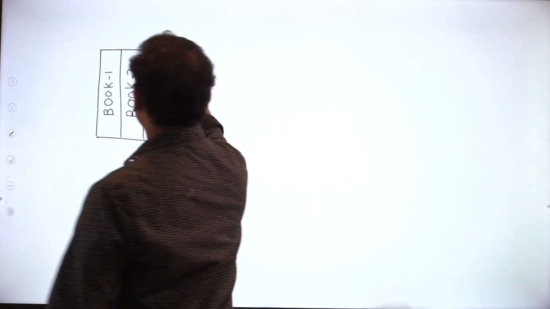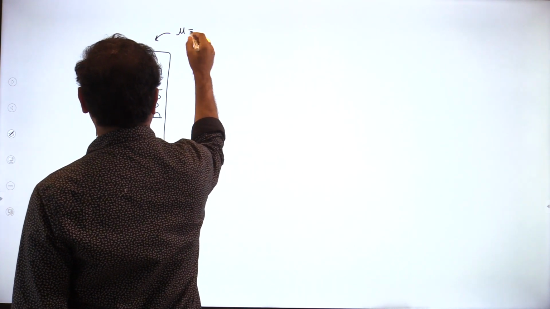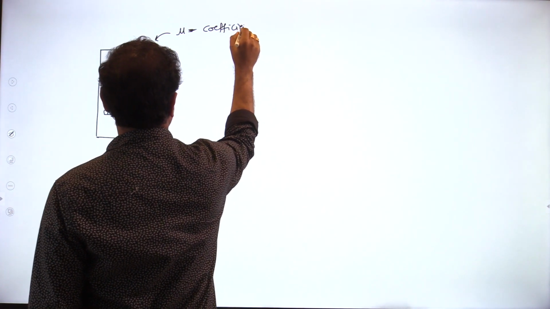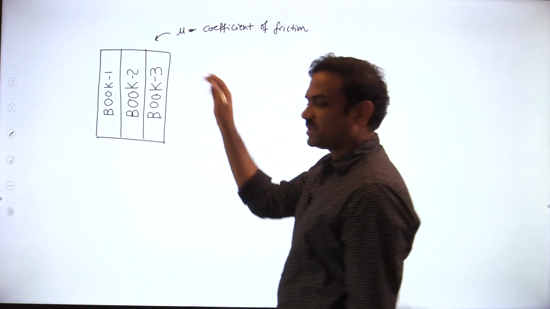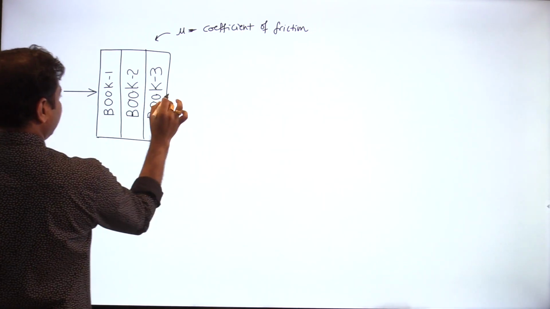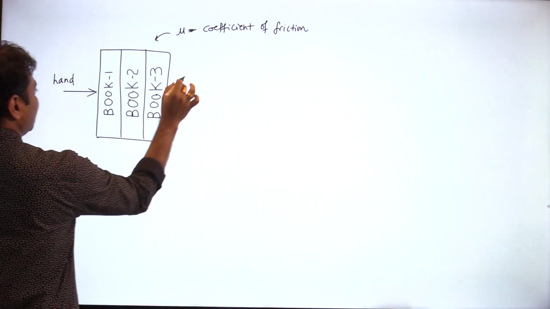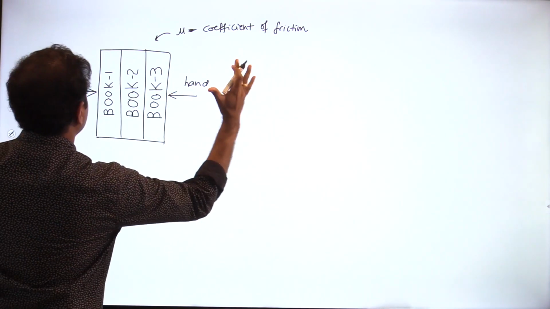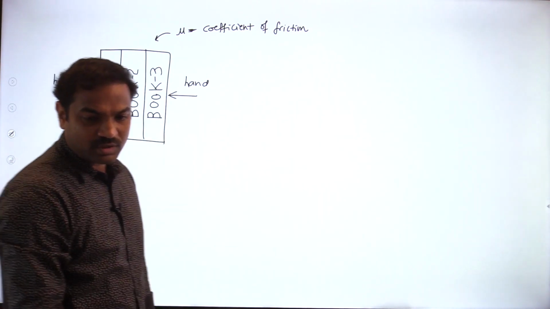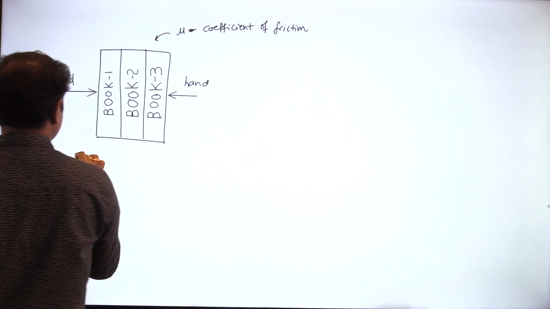Okay, the coefficient of friction between any two surfaces is mu. What force do we need to apply with the hands? Let us say this is the hand. I want to keep this book, the second book, at rest. It should not fall down. What should be the force applied by the hand?